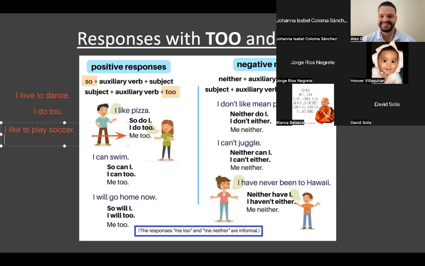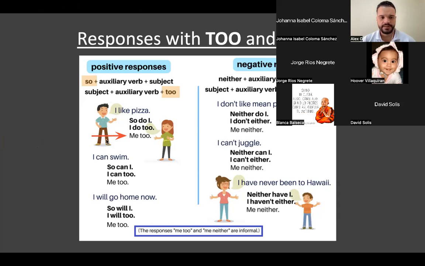Hello. Okay. I do too, right? And we can continue by agreeing with someone by using these expressions of "too" and "neither," okay? Let's continue with the next one here.